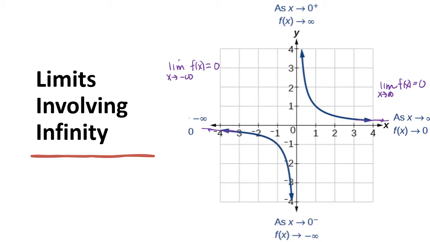For the vertical asymptotes, this would look like this. The limit as x is approaching 0 from the right-hand side. So as x is approaching 0 from the right-hand side, that function is approaching infinity, negative infinity. And up here, the limit as x approaches 0 from the right-hand side, the function is approaching positive infinity.